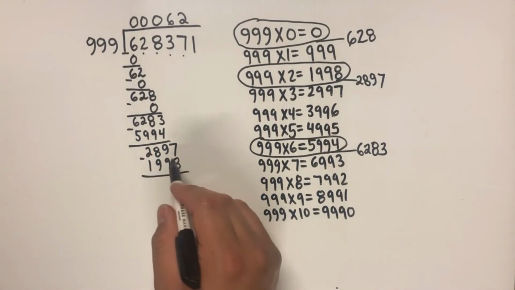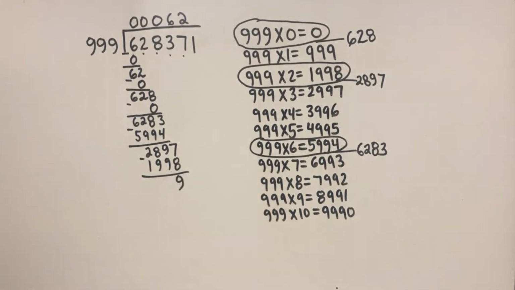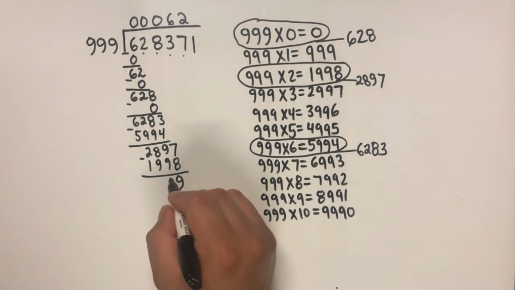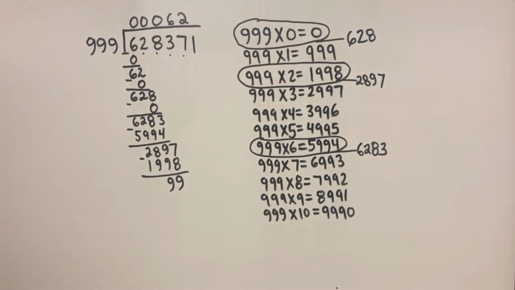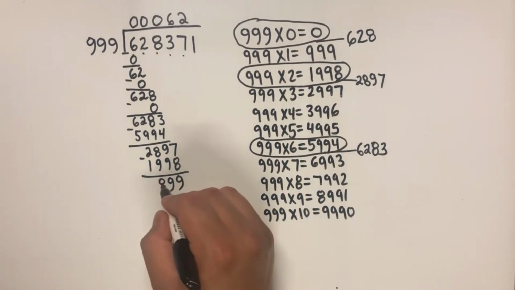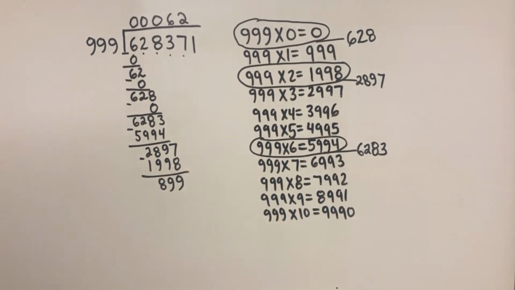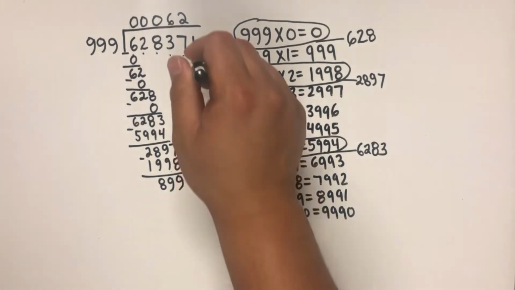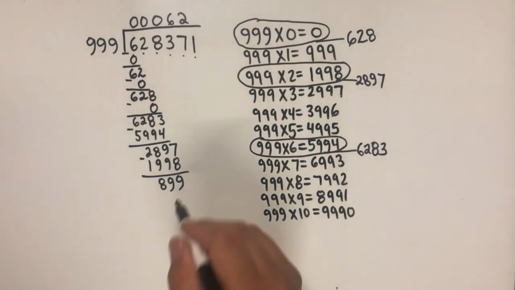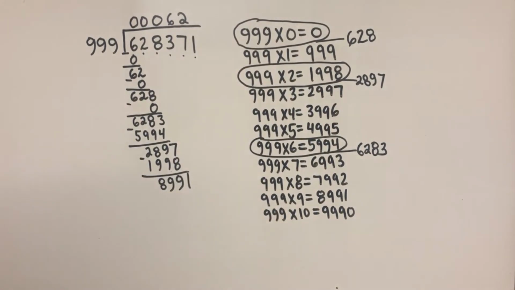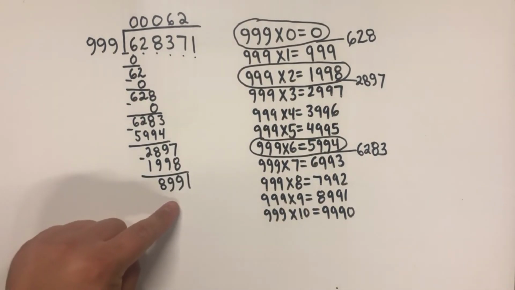Okay, 8 to 7 is 9. Carry 1. 10 to 9 is 9. Carry 1. 10 to 8 is 8. Carry 1. 2 to 2 is 0. And the last step to do is to look at the last number in the list, which is the number 1, and bring it down so that I now have this number 8,991.